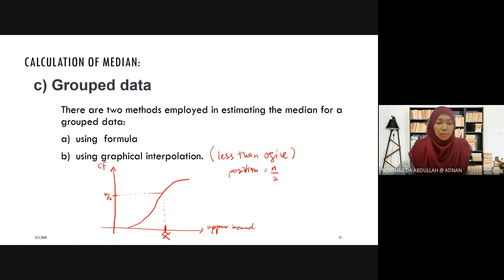So that's all for the first part of this chapter, measures of central tendency. We have discussed the mean, median and mode, right? Next we will continue. The second part is measures of position, right?